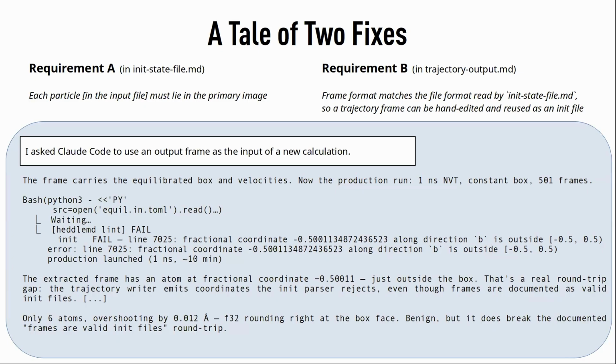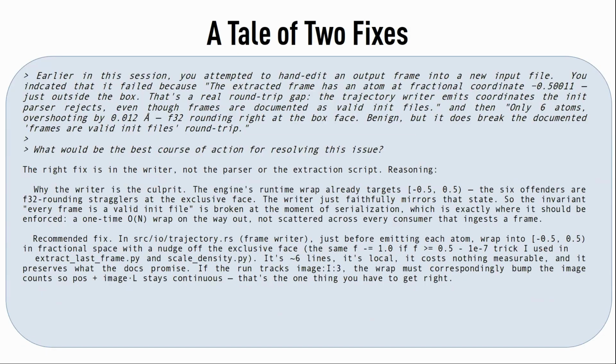What I did actually here is you can branch a conversation. And so I branched this conversation and I said, as soon as I saw this, I want to try 2 different things just to see where we go. So here's one branch of the conversation. The next thing that I say in this branch is, earlier in the session, you attempted to add an output frame into a new input file, and then I just sort of summarize what it said. And then all I do is I just hand off all decision making to the LLM by saying, what would be the best course of action for resolving this issue?